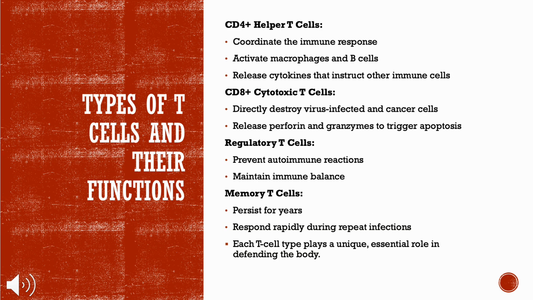There are several types of T cells, each with a specific purpose. Helper T cells, also known as CD4 positive T cells, coordinate the immune response by activating macrophages and B cells. Cytotoxic T cells, or CD8 positive T cells, directly kill infected or cancerous cells. Regulatory T cells help prevent excessive immune responses and protect against autoimmunity. Memory T cells remain in the body long term and enable a much faster response if the same pathogen appears again.